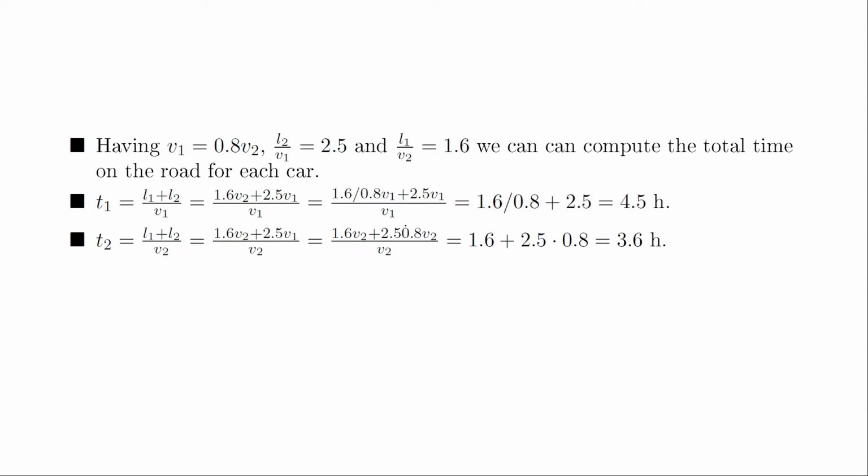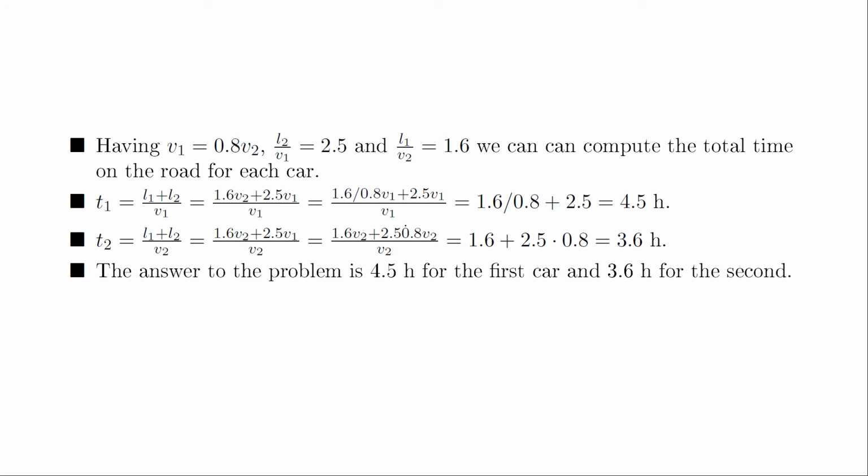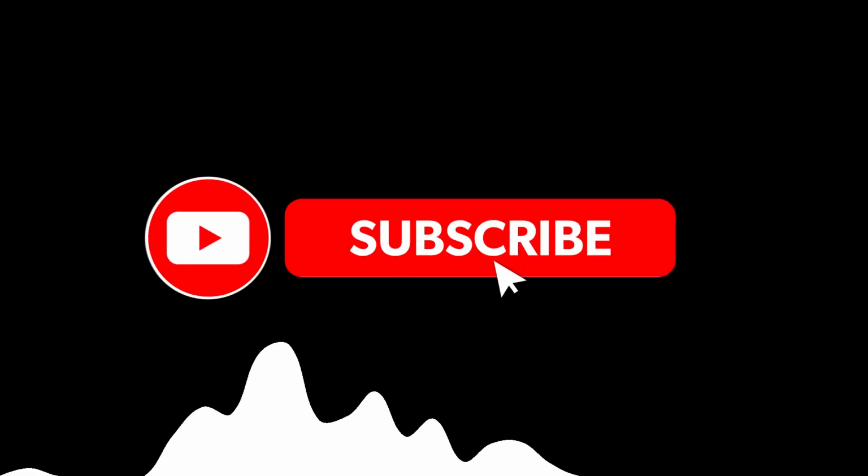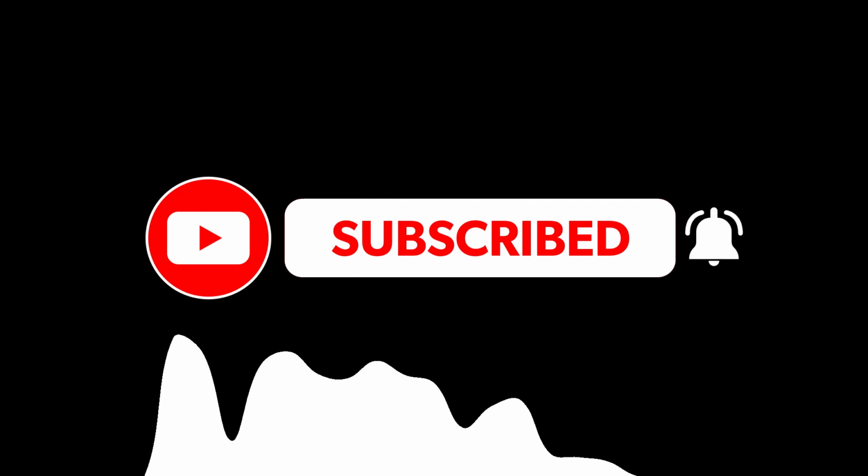We proceed similarly to compute the time spent on the road by the second car, which turns out to be 3.6 hours. The answer to the problem is thus 4.5 hours for the first car and 3.6 hours for the second. This concludes today's episode of your daily Russian math.